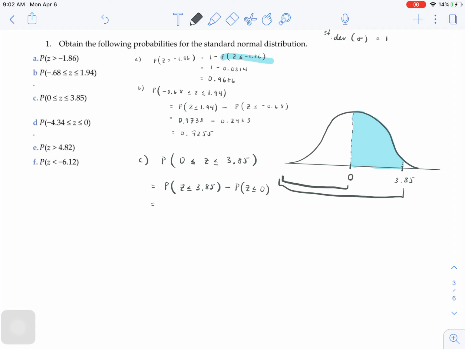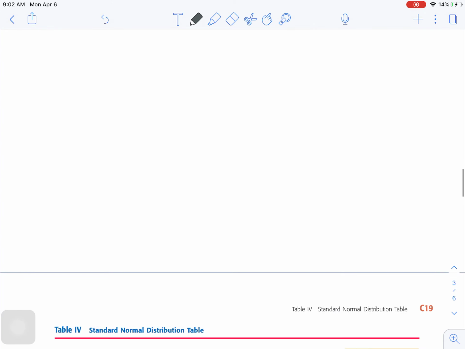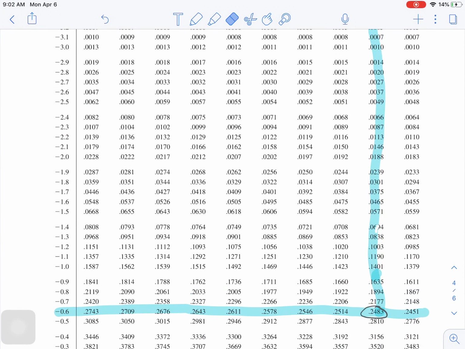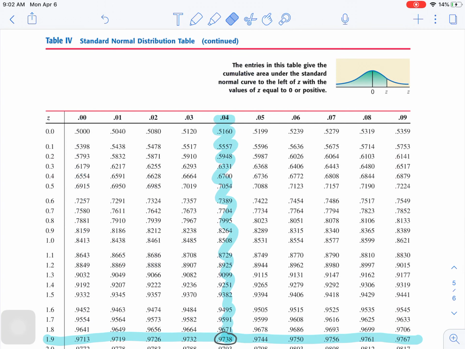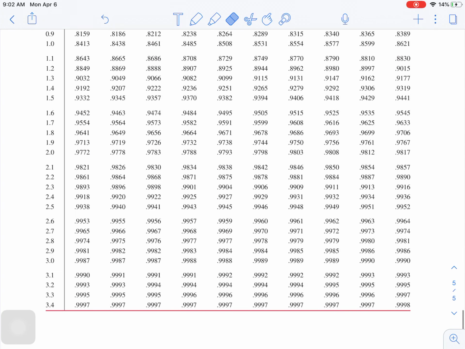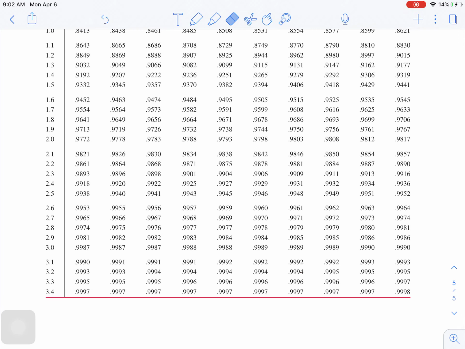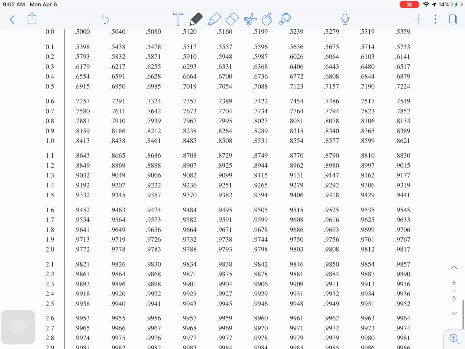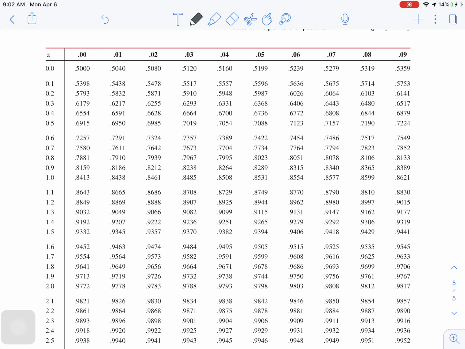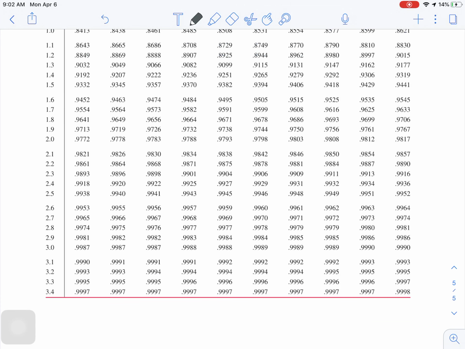I'll find these probabilities in my table, 3.85 and 0. I want to go to my positive numbers. So the area to the left of 3.85. Well, on my table, my z-values only go up to 3.4. 3.85 is quite literally off the charts. So how do I find the area to the left of 3.85? Well, in this case, for z-values that are either too small or too large for our table, we can estimate them.